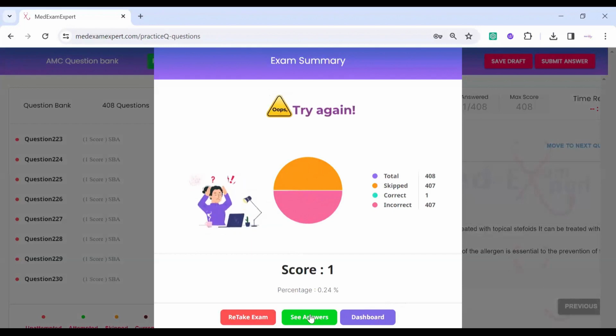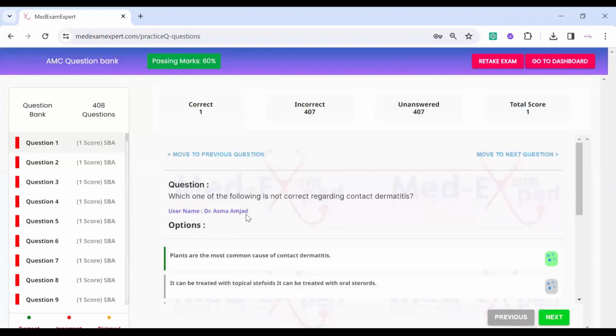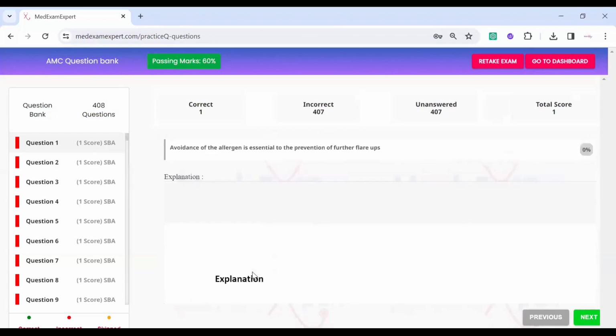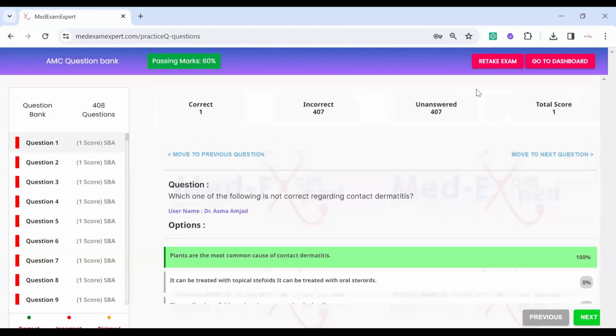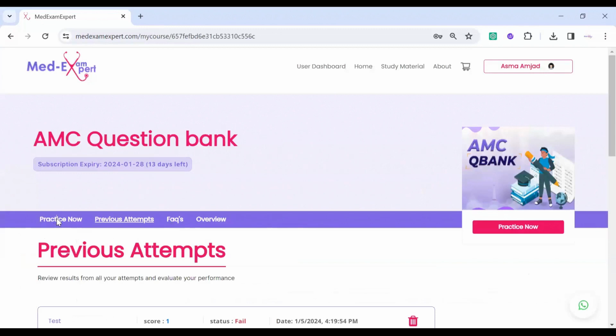Okay, so if I click on see answers, so you can see the first question with the right answer and with explanation. Okay, I guess this is clear to you. So let's move to the mock exam mode, so that you can have a look at how you're going to attempt the questions.